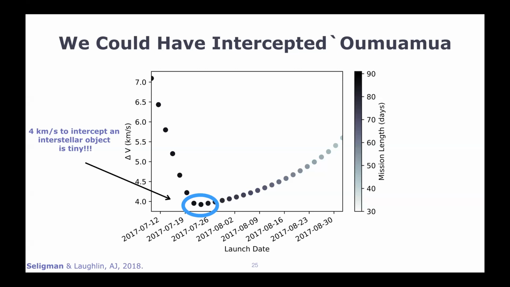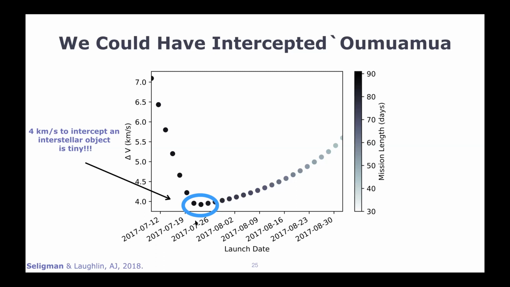And what I showed immediately after Oumuamua was discovered was that if we had had LSST online back in 2017, it would have discovered Oumuamua several months prior to the actual discovery, and we would have easily been able to send a rendezvous interception mission to the object. What I'm showing you here on the x-axis is the hypothetical launch date of such a rendezvous mission, and on the y-axis is the delta V required to get to Oumuamua.